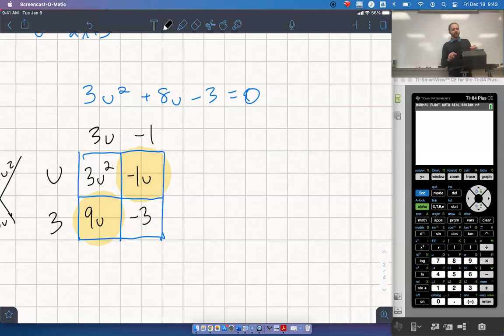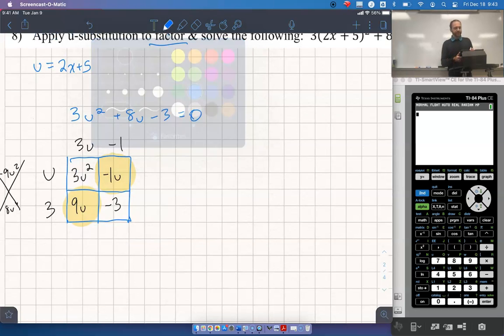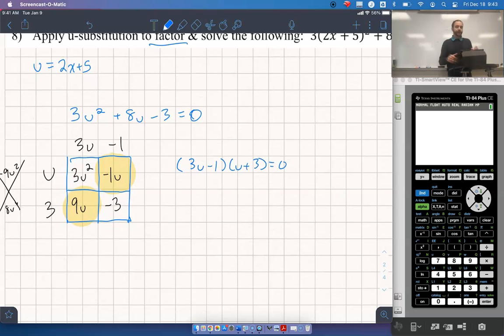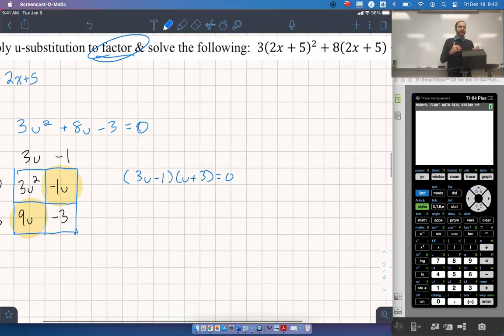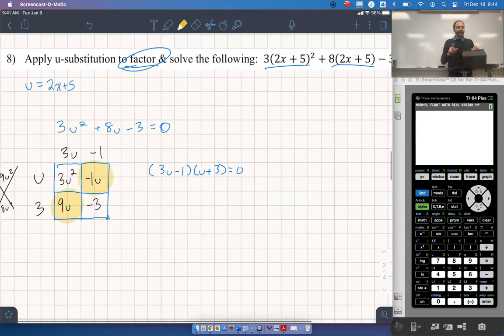Yep, it does work. So my factors, again, going back to blue, are 3u minus 1 and u plus 3 equals 0, because it's an equation. So right here it says apply u substitution to factor. I did, but I need to finish it, because the original problem has x's and mine has u's. I need to go back and take this 2x plus 5 and put it back in for those u's.